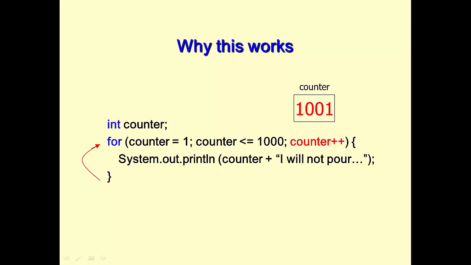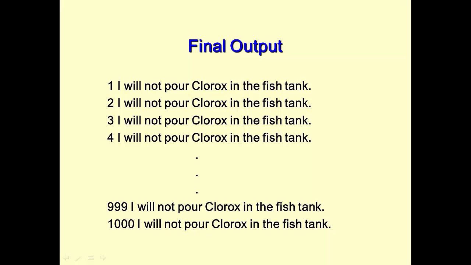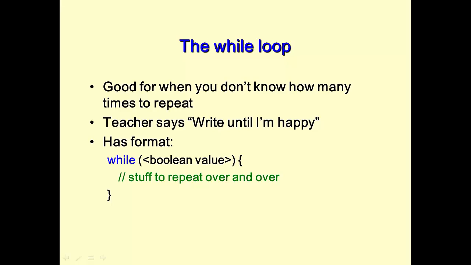Now watch why this is important. Because when we do our test to continue, you can see that 1,001 is not less than or equal to 1,000. So we're going to kick out of this loop, and then you can see this green comment here. It says that we're going to jump down there, and then we're going to continue processing past that point. So our final output is going to be 1, I will not pour Clorox in the fish tank, and this is going to repeat any number of times, and then finally we have 1,000, I will not pour Clorox in the fish tank.